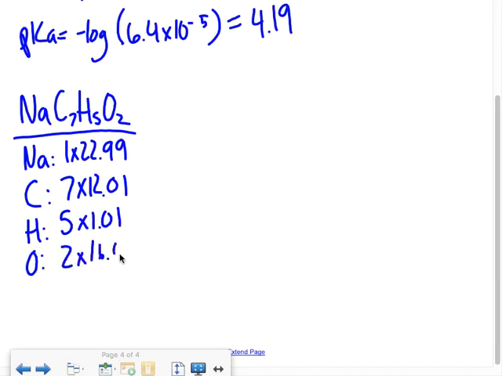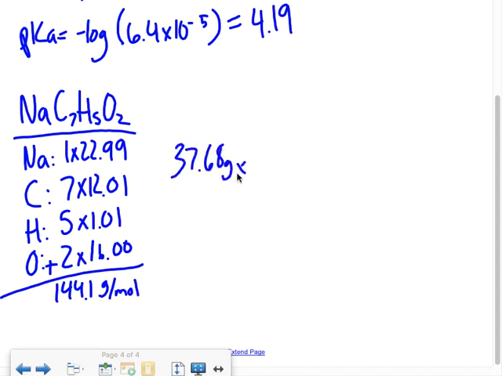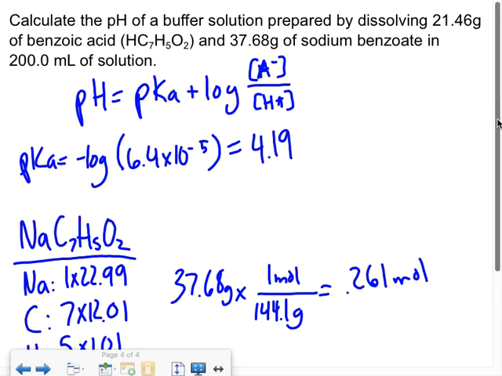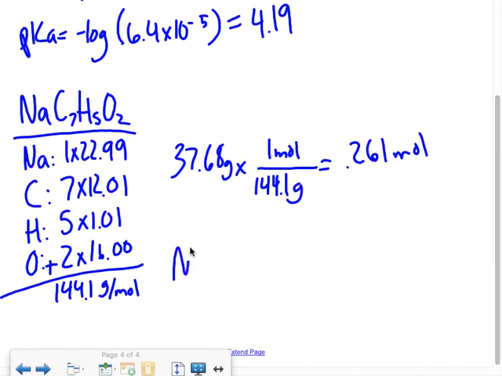So if we have 37.68 grams of that, and we know that 144.1 grams is 1 mole, then we've got 0.261 moles of sodium benzoate, and it was in a 200 milliliter solution. So our molarity is the moles per liter. Don't forget to convert milliliters to liters. So the molarity of our sodium benzoate is 1.31 molar.